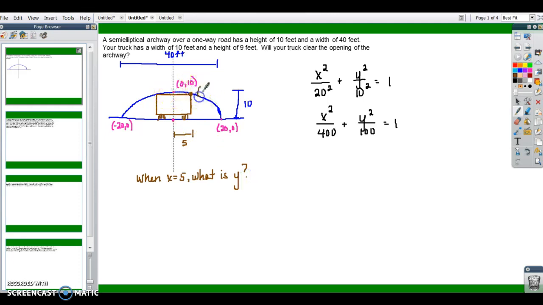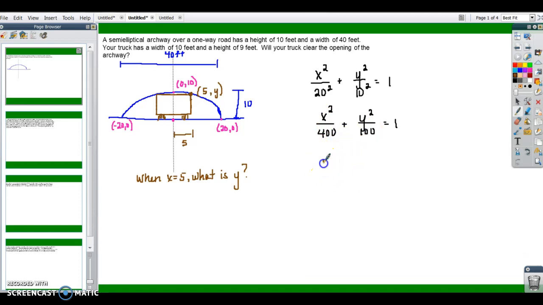So I know the x-coordinate of this point is 5, comma something. I just don't know what it is. So I'm going to figure out what y is using my equation. If y happens to be greater than 9, I know my truck will fit, because my truck is only 9 feet tall. If y happens to be less than 9, that means the archway isn't even 9 feet tall at that point, which means my truck won't fit. But I have the equation, and I have an x value, so I can plug 5 in for x, and then just solve this equation for y.